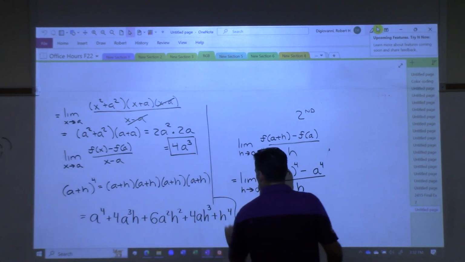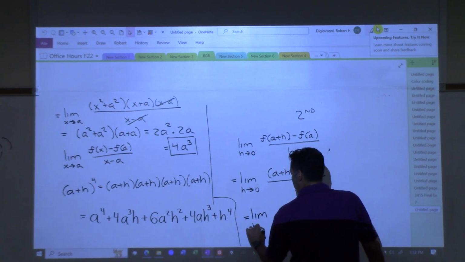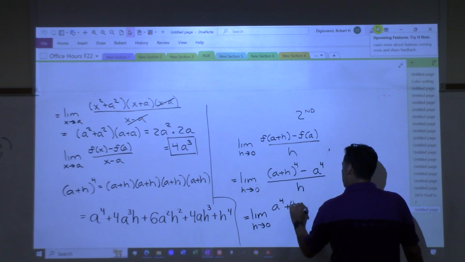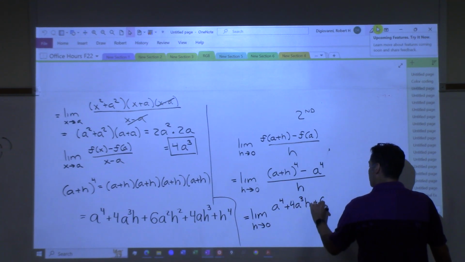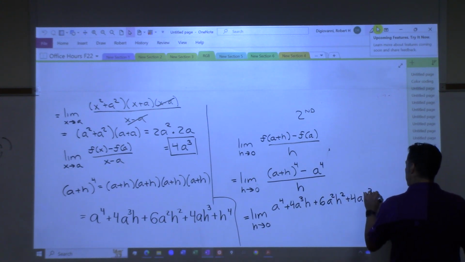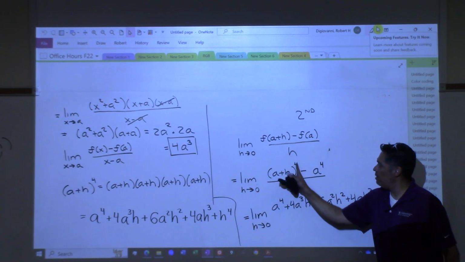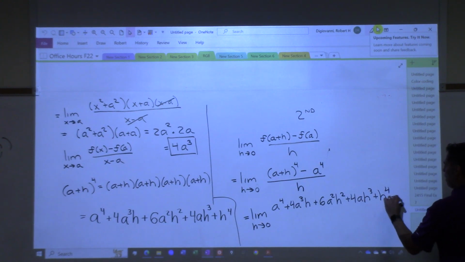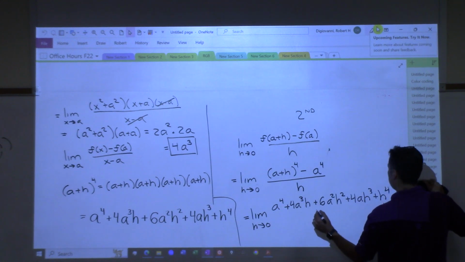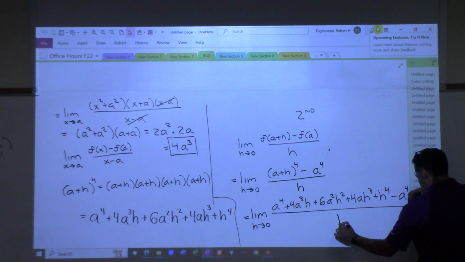If you believe that's true, then this becomes the limit as h goes to 0 of a to the fourth plus 4a cubed h plus 6a squared h squared plus 4ah cubed plus h to the fourth, that's everything in that top left corner, minus a to the fourth, all over h.